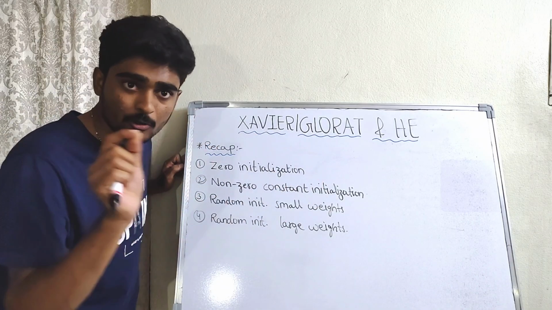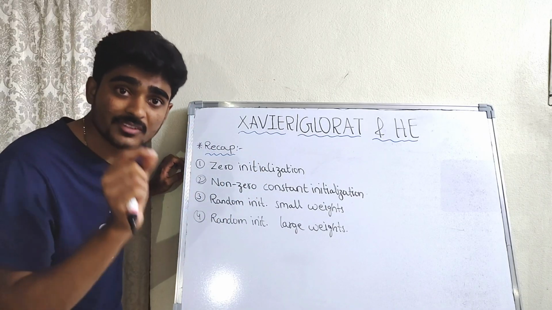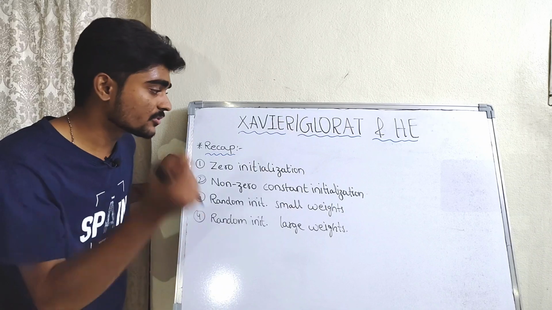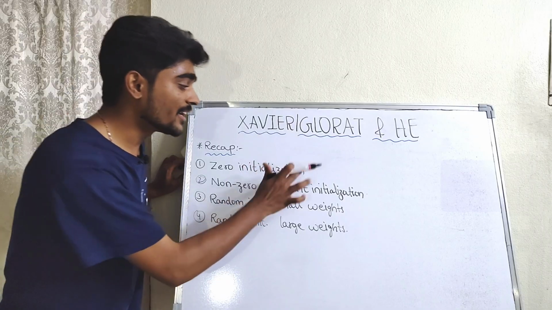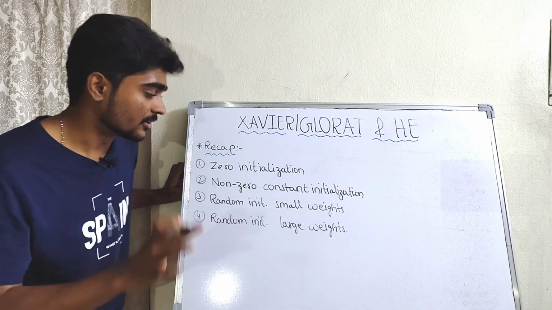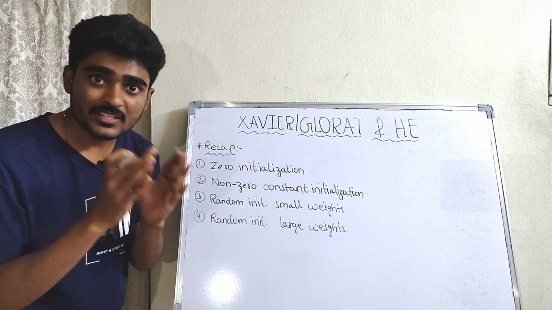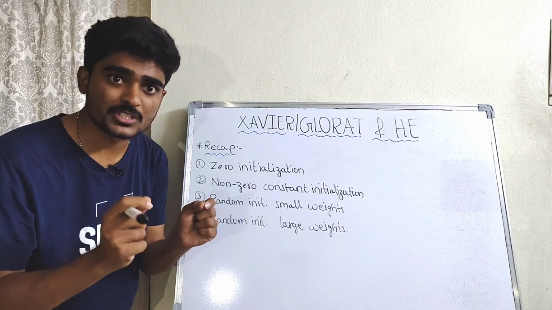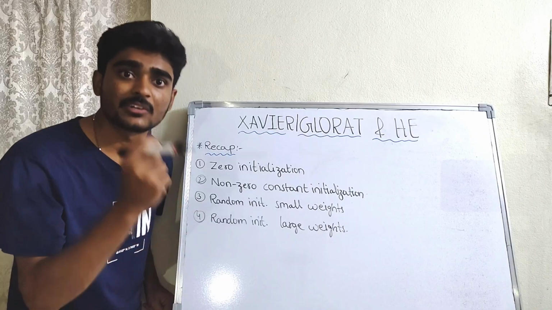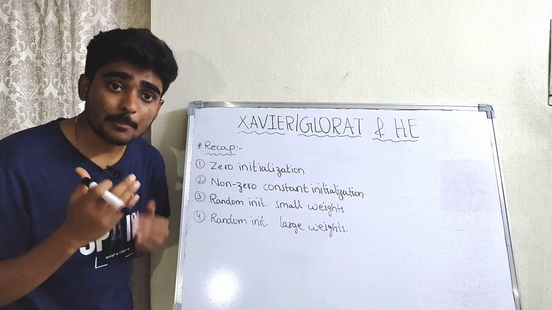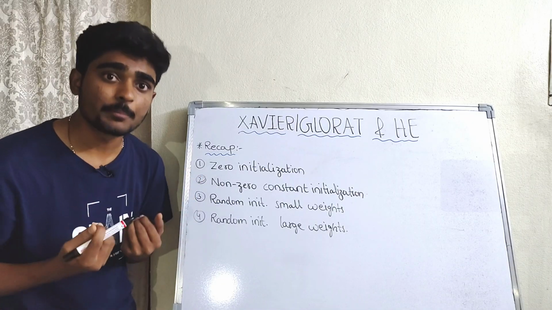This is a summary of our previous video. First, we initialized our weights and bias values to 0. When we initialize them to 0, we have seen that weights and bias are not being updated. Second, we initialized them to some non-zero same constant values. When we do this, we have seen that weights and bias are being equally updated in each epoch.